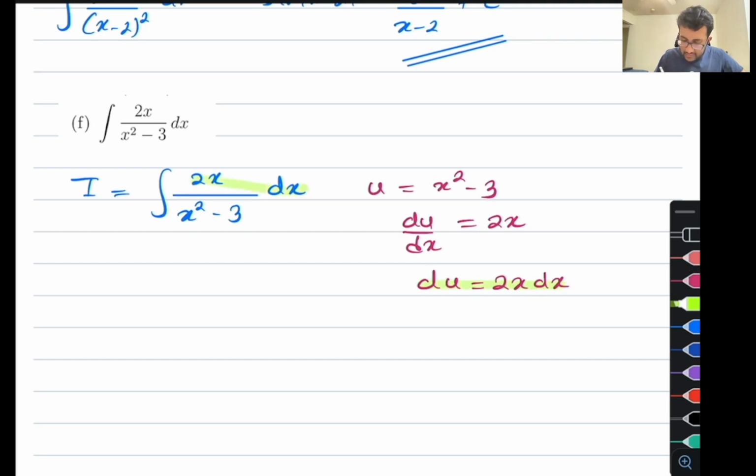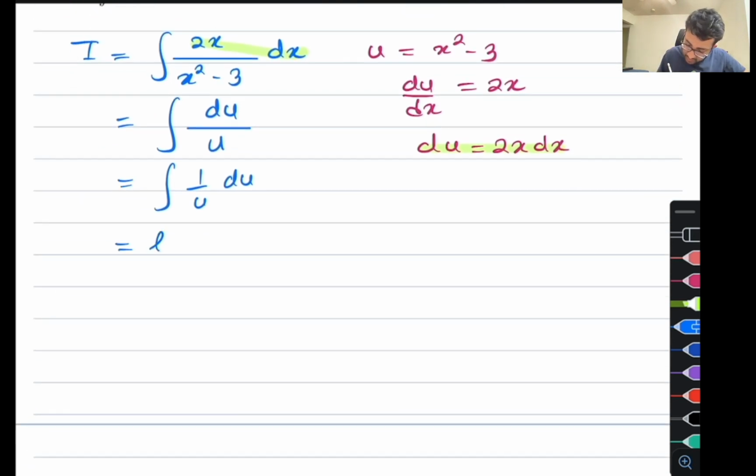Okay, so 2x dx is going to be equal to du, right? Now I can insert my substitution. 2x dx is du and x squared minus 3 is u, right? So my integral is the integral of 1 over u du, right? So this is a basic integral. We know what is the value. That is ln|u| plus arbitrary constant, right? Now I am going to remove u. ln|x squared minus 3| plus arbitrary constant. This is my value I.